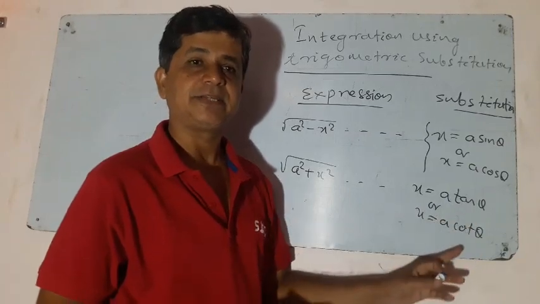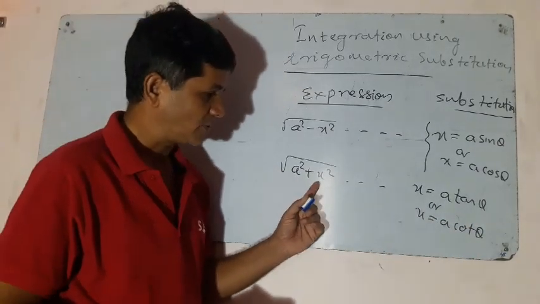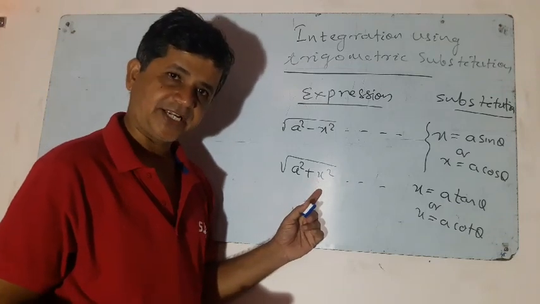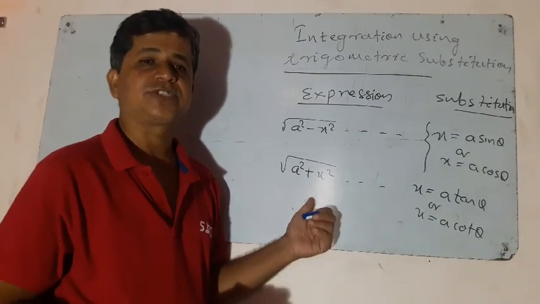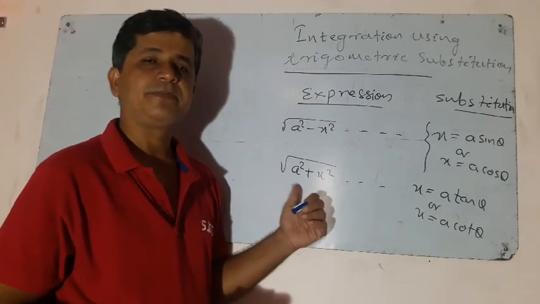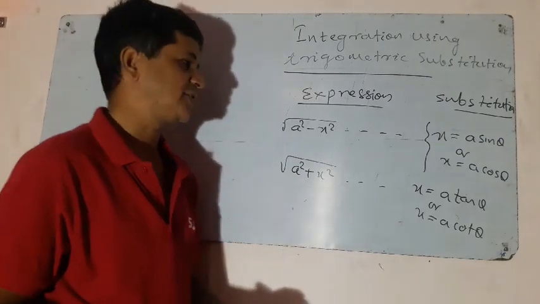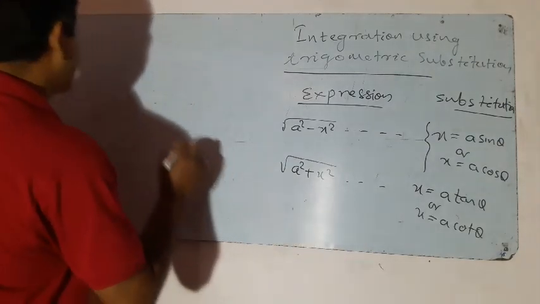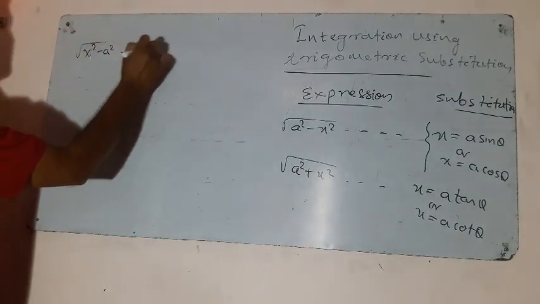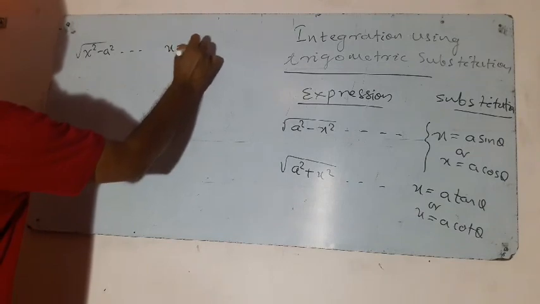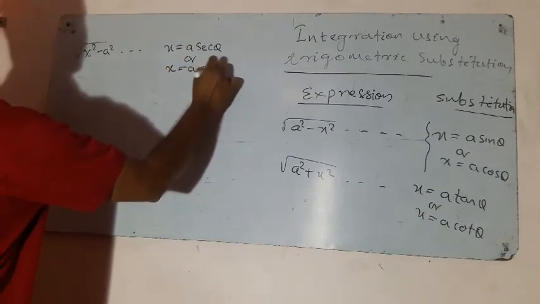Similarly, if you choose x is equal to a cot theta, it will be a square plus a square cot square theta. Take a square common, it will be 1 plus cot square theta is cosec square theta. So it will be a cosec theta. So the root over of a square plus x square will be a cosec theta. In case of x square minus a square, we put x is equal to a sec theta or x is equal to a cosec theta.